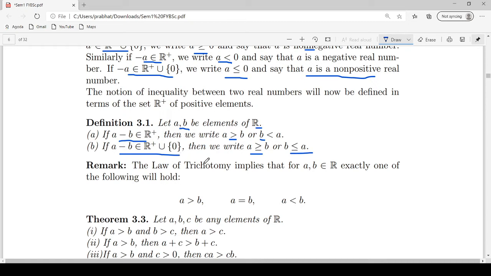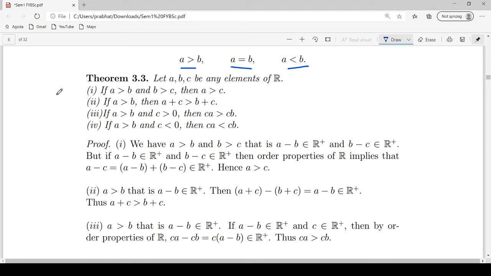Now, if we use the law of trichotomy on our element A minus B, we have either A minus B will belong to R plus, or A minus B will be 0, or the additive inverse of A minus B will belong to R plus. That will give us either A is greater than B, or A is equal to B, or A is less than B. That means every two real numbers can be compared. Let's see the next theorem now.